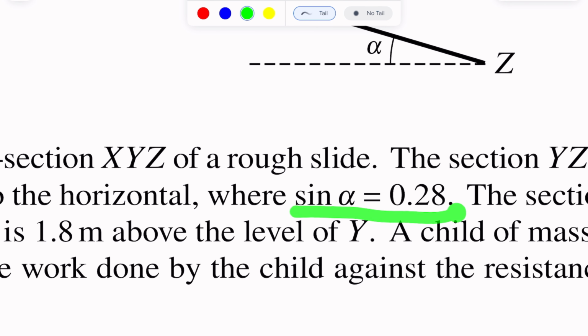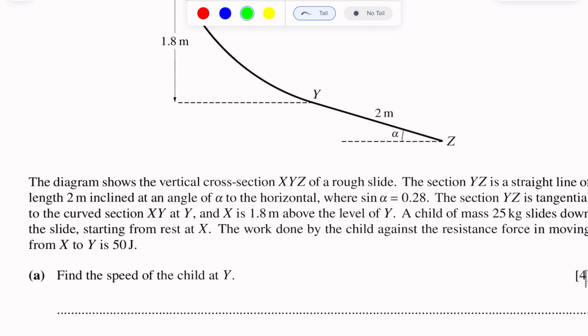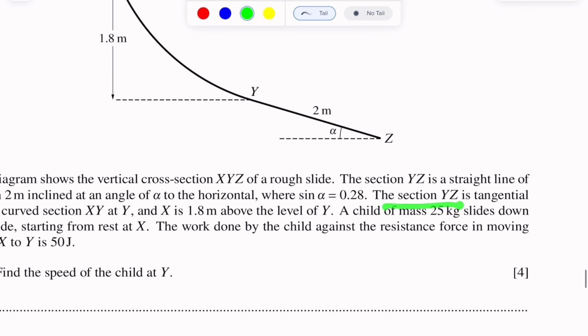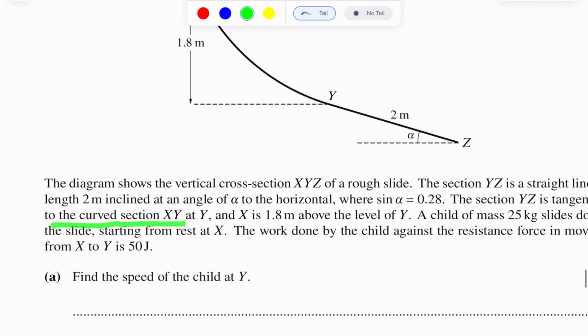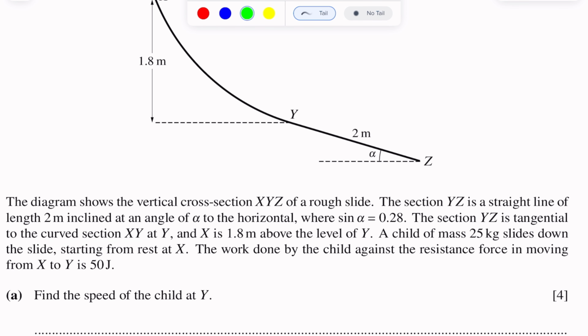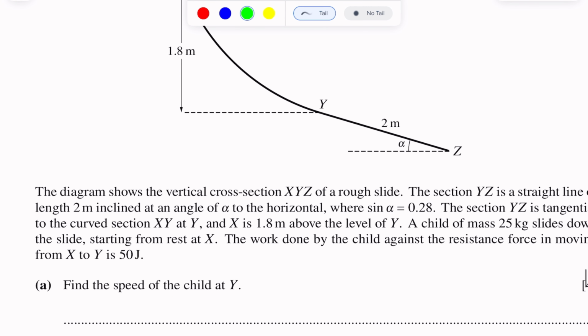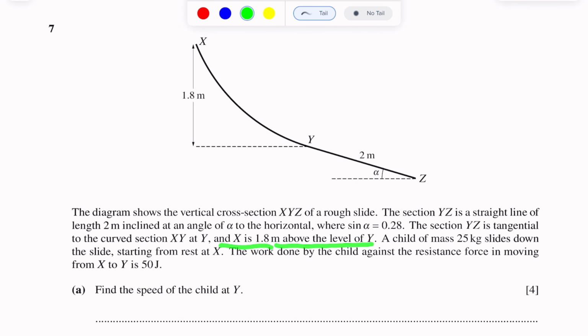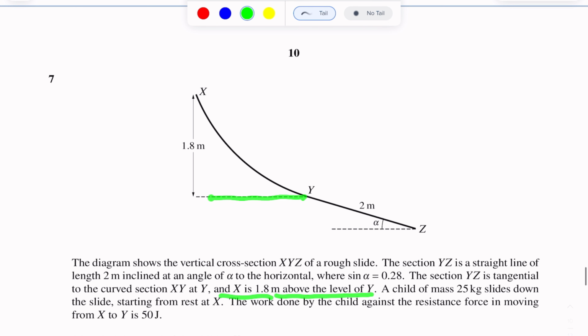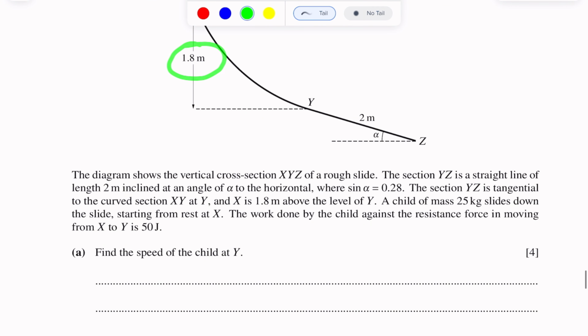Sine alpha is given, that is 0.28. The section YZ is tangential to the curved section XY. It looks like a tangent at this point. YZ is tangential to the curved section XY at Y, and X is 1.8 meters above the level of Y.